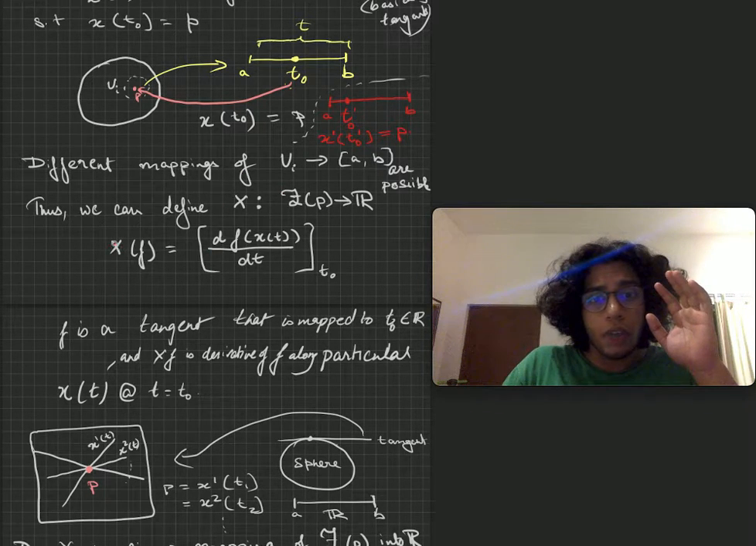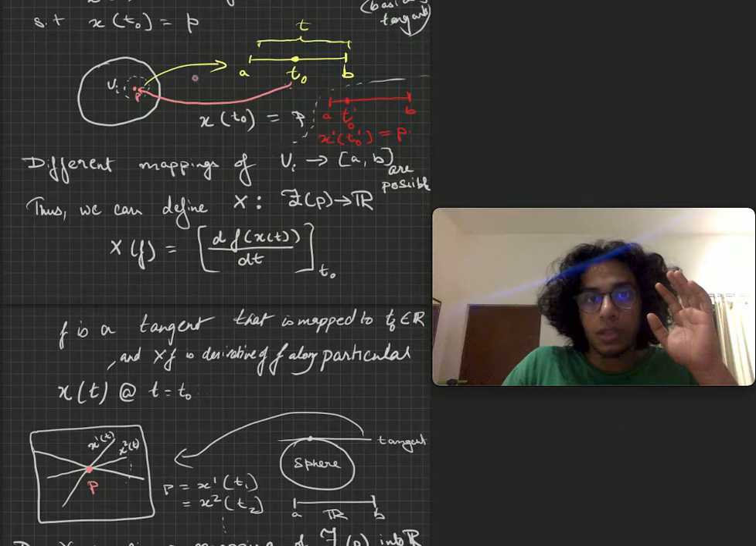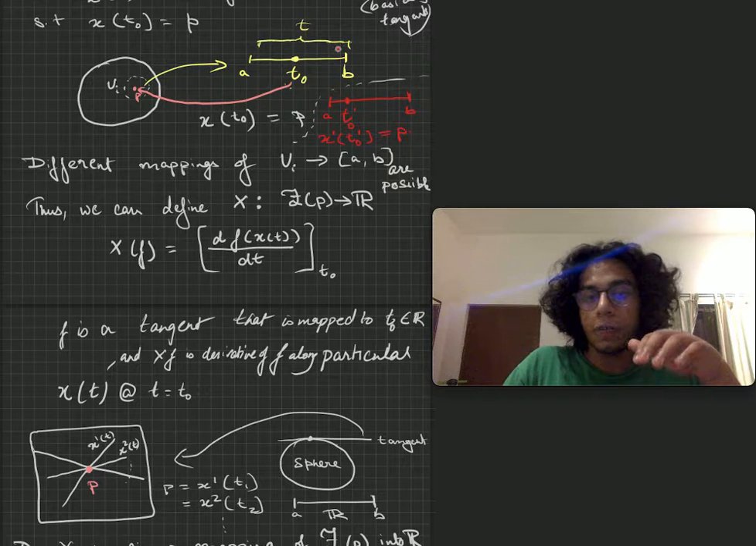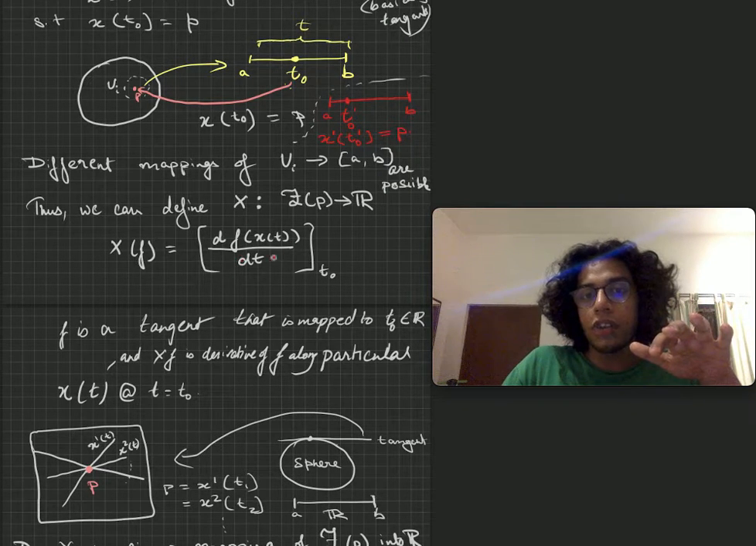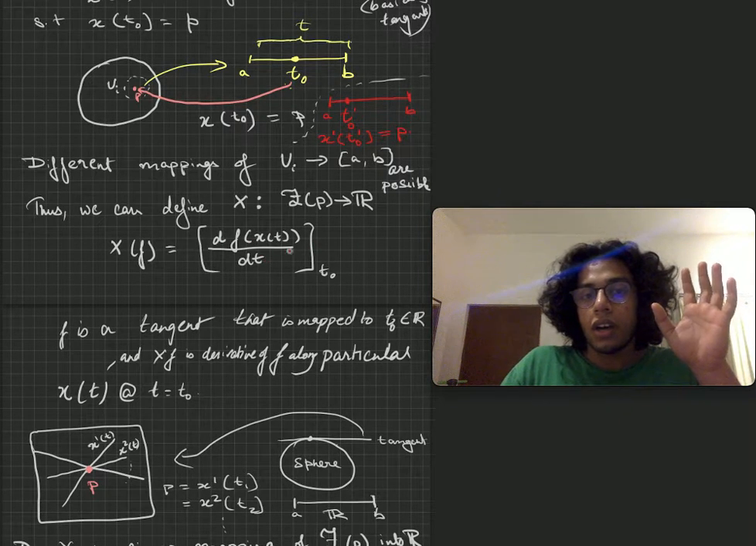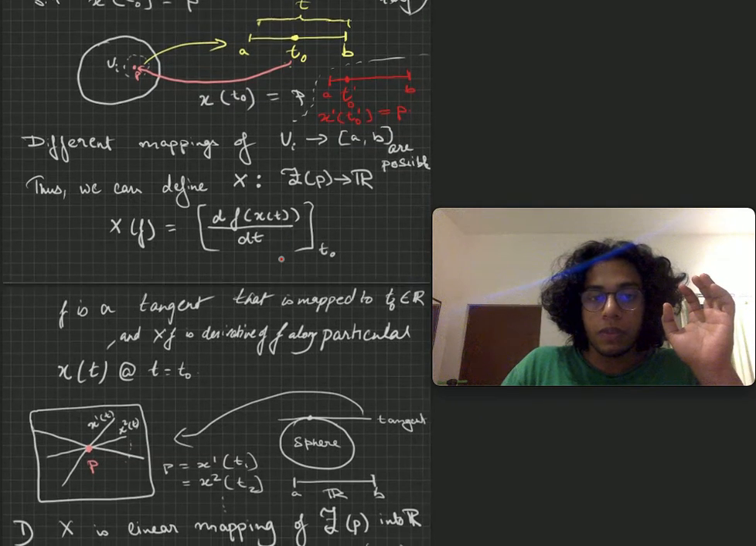So now if you have X of f, X is an operator here. X of f is the derivative of f of x of t. So you have f, which is a function that depends on a parameter x, which further depends on parameter t because you are mapping it here. Okay, and then you differentiate f with respect to t at t naught. So f of x of t at t naught, take the differentiation of that with respect to t.